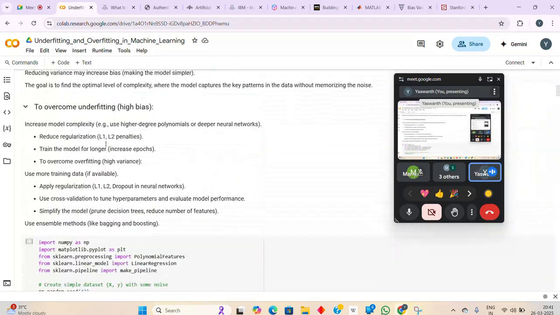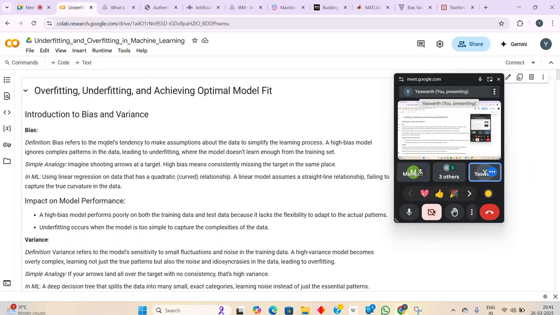So now let me explain what exactly overfitting and underfitting are, how to achieve the optimal model fit, and why it is important in machine learning. This concept is applicable to all algorithms, irrespective of supervised or unsupervised. It is common in the machine learning evaluation part. First of all, before going to underfitting or overfitting, it is important to understand what bias and variance are.